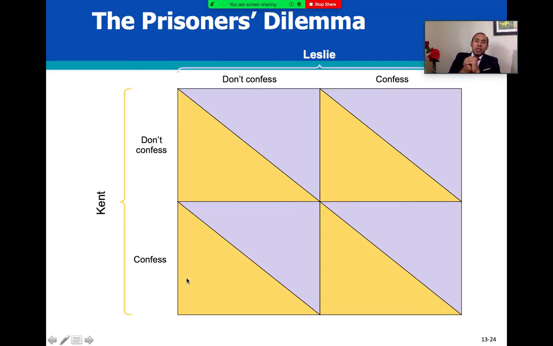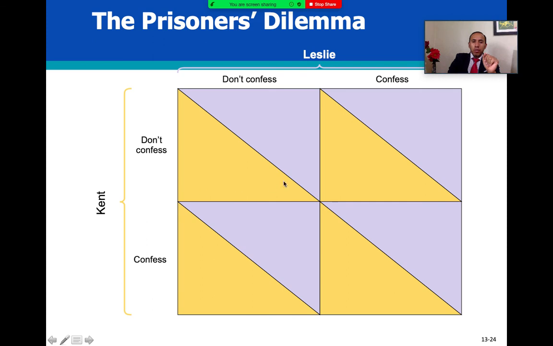Let's take a look. Suppose we have Leslie and Ken. Leslie and Ken are two individuals that engage in a criminal act, a dishonest act. They commit a crime, there's evidence to implicate Leslie and Ken, and they get caught by the police. And they have the option to confess or not confess. This is what is called the prisoner's dilemma. When two people commit a crime, they find themselves in a dilemma: go to prison or be released. So the premises are simple.